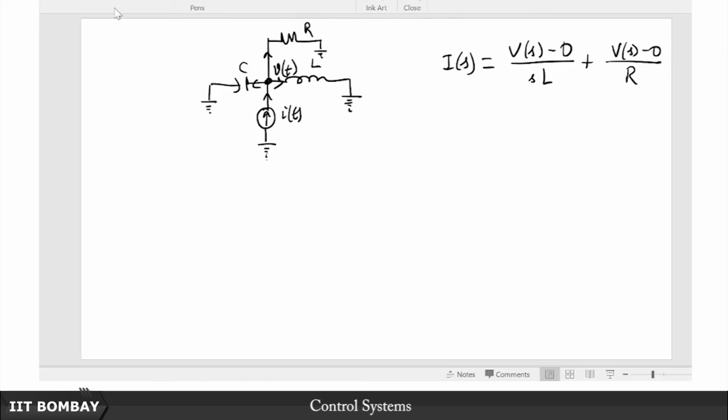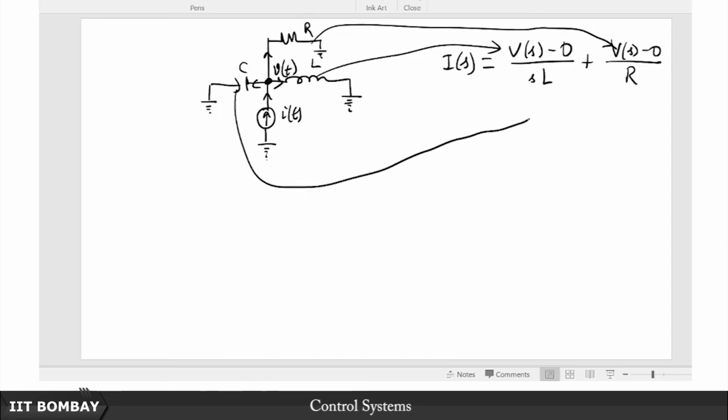So, let me connect the currents to these terms here. This is this current, this is this current, and the third term would be plus (V(S) minus 0) upon 1 upon SC. Remember, these are the impedances of the respective elements. SL is the impedance due to the inductor, R is the impedance due to the resistance, 1 by SC is the impedance due to the capacitance, right.